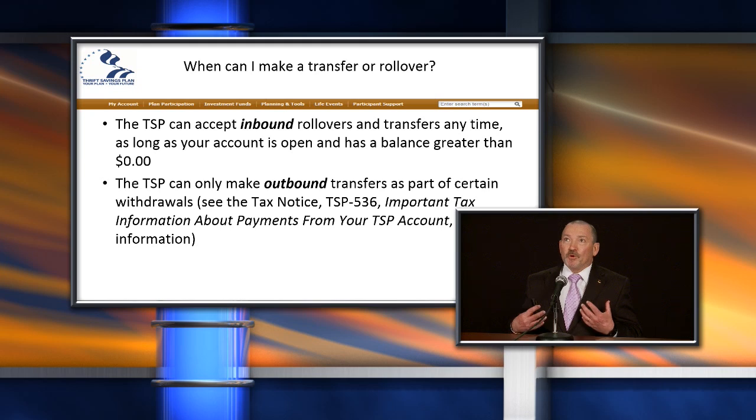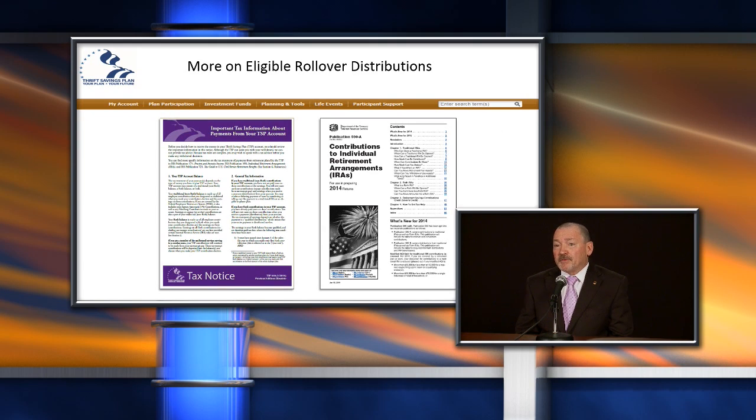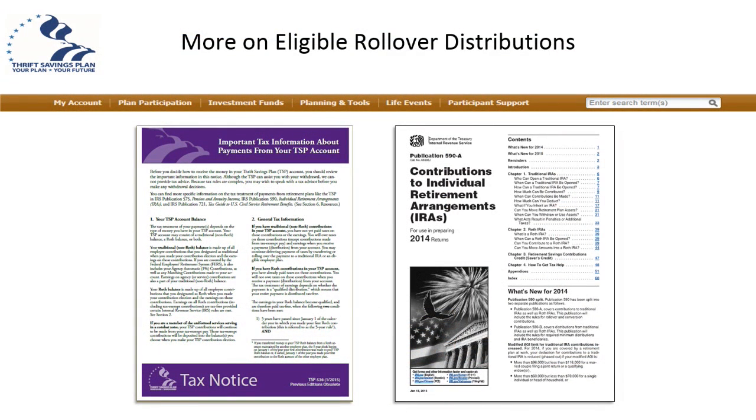We don't have time in this short program to go through the whole long list and distinguish one from another, but I can tell you where to look. There's a publication available at tsp.gov. It's called Important Tax Information About Payments from Your TSP, and that has the list. That goes through just about every kind of distribution you can imagine and lets you know whether or not you can roll it out of the TSP.